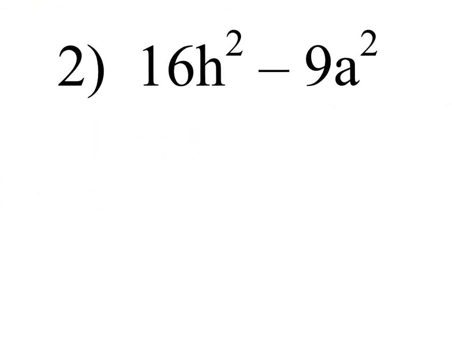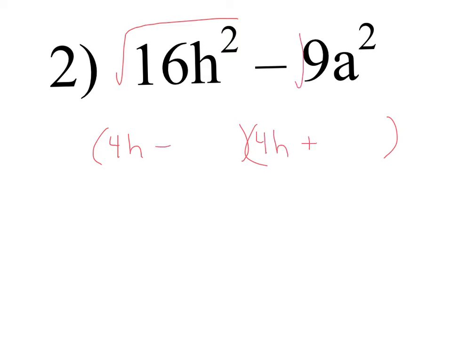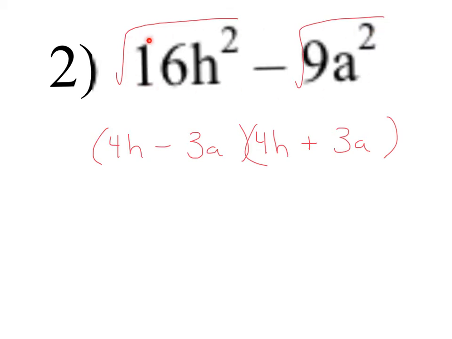Okay, let's take a look at another one. Okay, so I'm looking, can I square root? The answer is yes. 16h squared goes to a 4h and 4h. I have a minus and a plus, and then the square root here would be 3a and 3a. And that would be your difference of squares shortcut. Okay, now keep in mind, difference of squares has to start with a binomial. So if you have 3 parts, this is not going to work. This only works with a 2-parter.